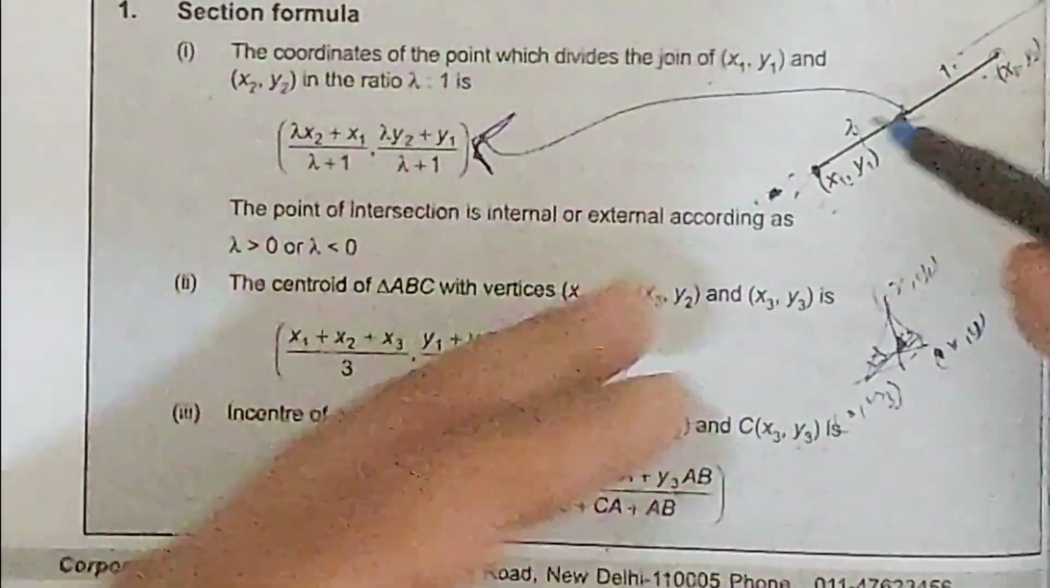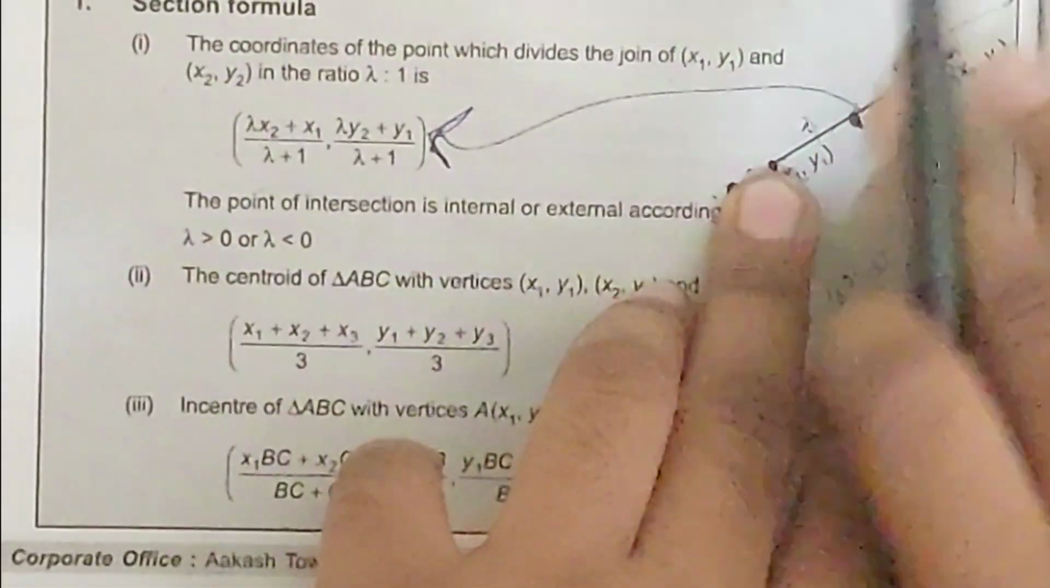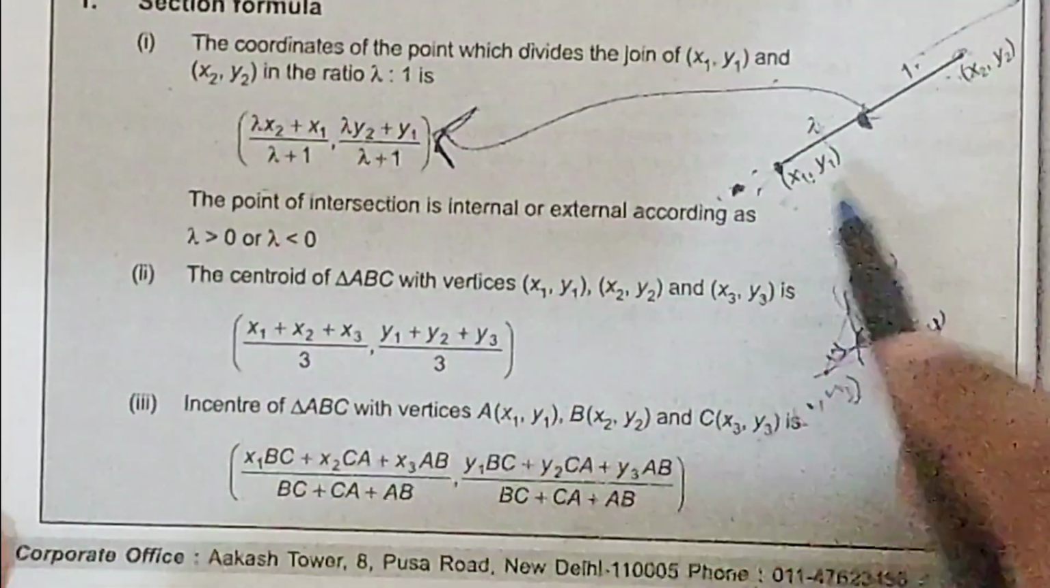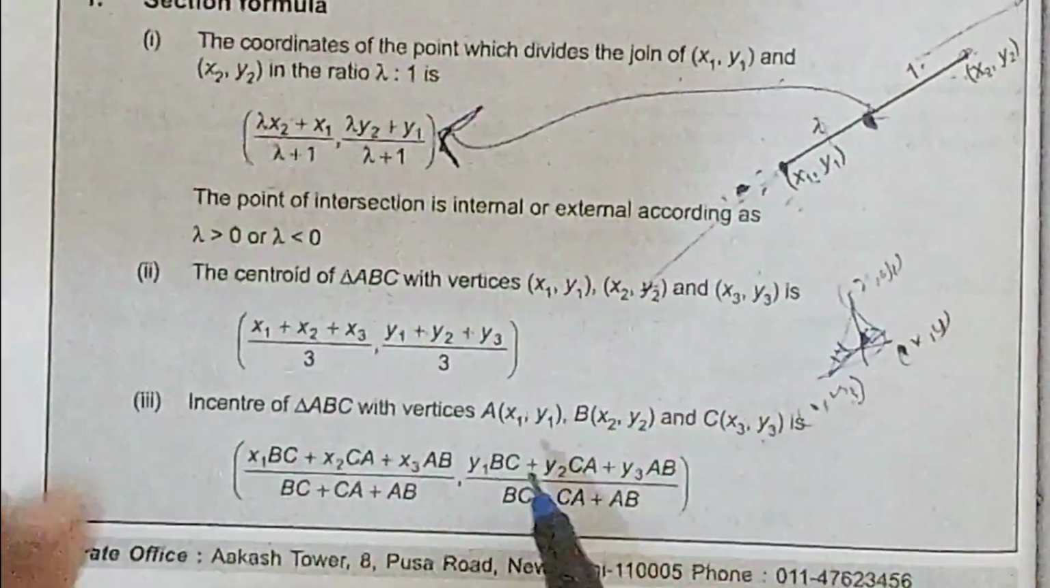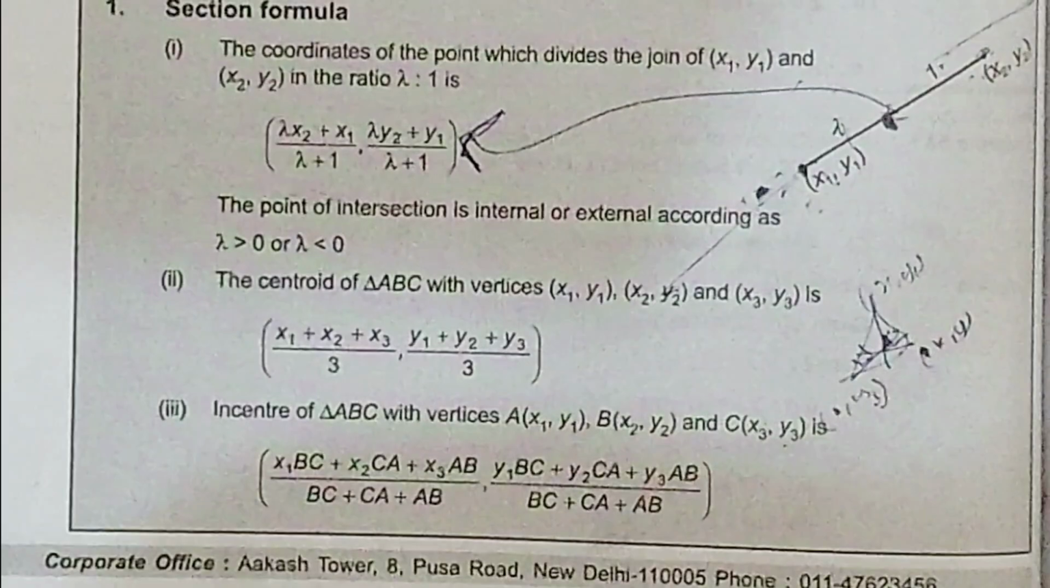What do you mean by externally is the point will not lie between them. For internally, the point will lie on the line, otherwise it will lie somewhere outside the line, like here, somewhere here. Okay, the centroid of the triangle with the vertices, and I hope you know what a centroid is.